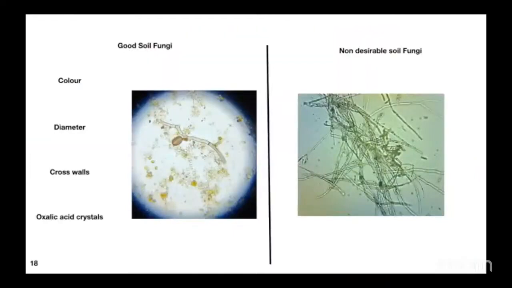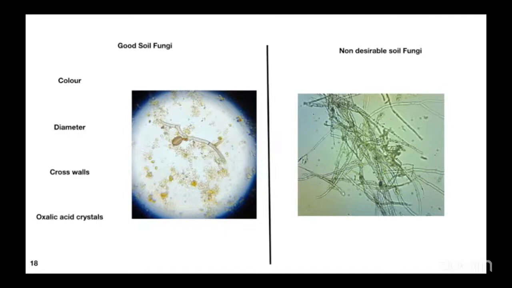As we've seen in some of the pictures above, pathogenic fungi are not desirable. When we look at these under the microscope, we can see some very obvious differences. Color, diameter, and cross walls are quick indicators of good or pathogenic fungi. On the left there you can see what we consider to be good or beneficial fungi, and you can see that the color is a brownish color, the diameter is quite wide, we've said from 2 to 10 microns, and we can also see the cross walls.